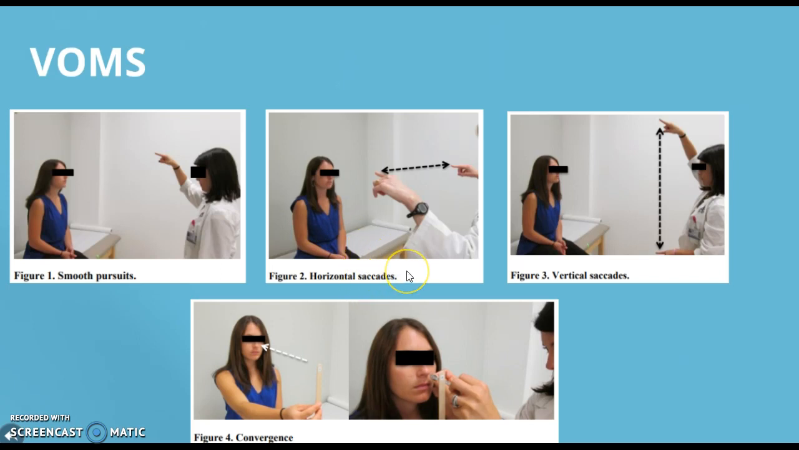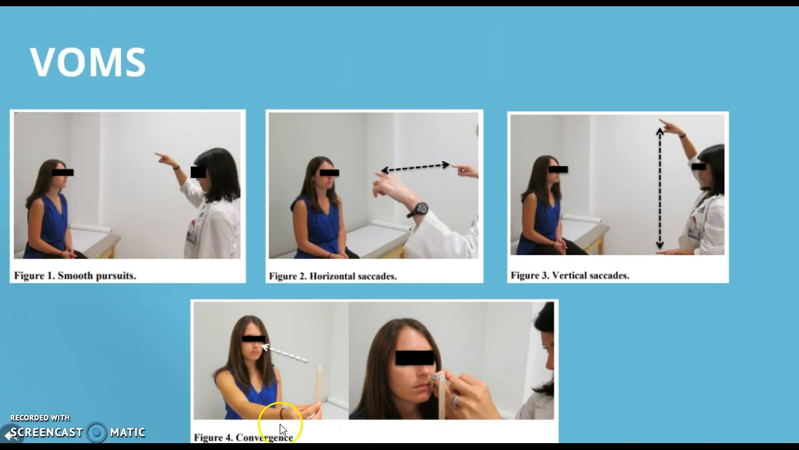For horizontal saccades, you will have the patient have their head at a fixed position while only their eyes move from point A to point B. Here you are also looking for astigmatism or the patient not being able to have their head at a fixed position. The same thing applies for vertical saccades.